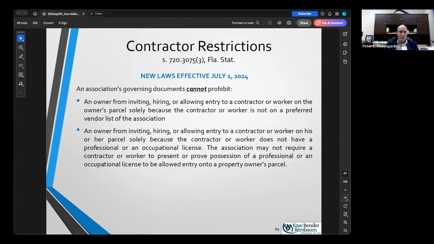Okay, contractor restrictions. An association's governing documents cannot prohibit an owner from inviting, hiring, or allowing entry to a contractor or worker on the owner's lot solely because the contractor or worker is not on a preferred vendor list of the association, which of course makes sense. However, the association also cannot prohibit an owner from inviting, hiring, or allowing entry to a contractor or worker on his lot or on his home because the contractor or worker does not have a professional or occupational license. The association may not require a contractor or worker to present or prove possession of a professional or occupational license to be allowed entry onto the property owner's parcel.